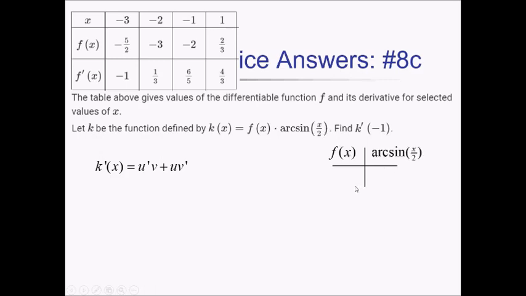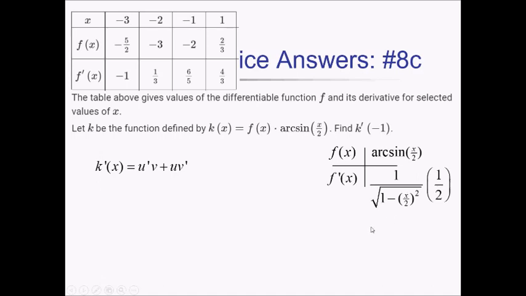The derivatives of these now, we're going to have f prime of x, and then this is going to be, well, let's see here. This is arcsine of something. This is a chain rule here. So that's going to be 1 over the square root of 1 minus something squared, so 1 minus x over 2 squared, times the derivative of the something, derivative of x over 2, which is 1/2.